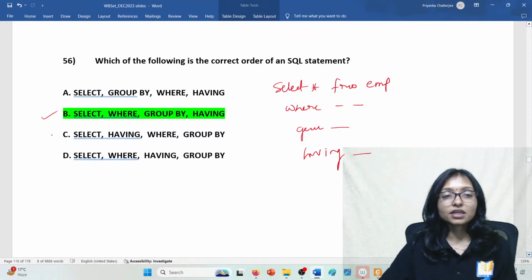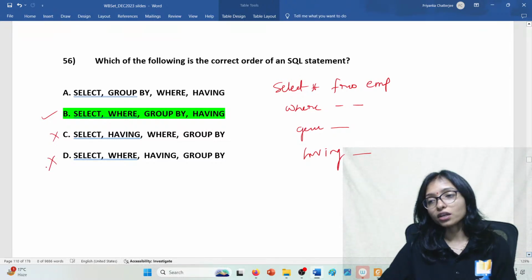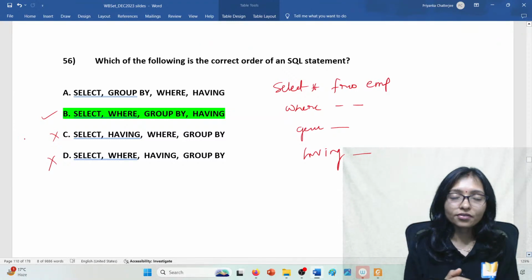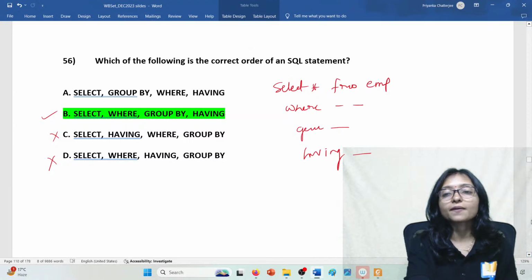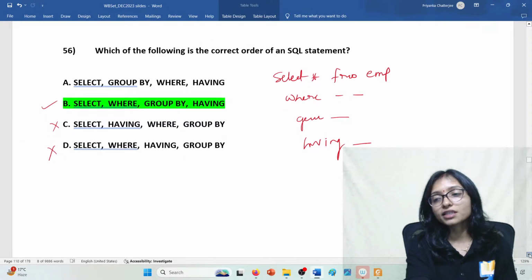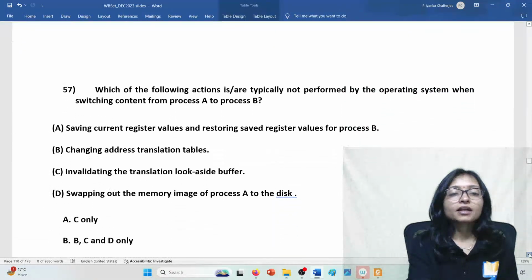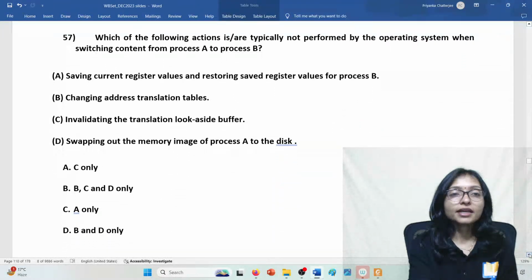You are making a mistake with options C, D, all. Means you need to know the correct order also, the correct order of writing syntax properly. This is very, very important. See, even in basic questions you are making mistakes. Now see, here do this.